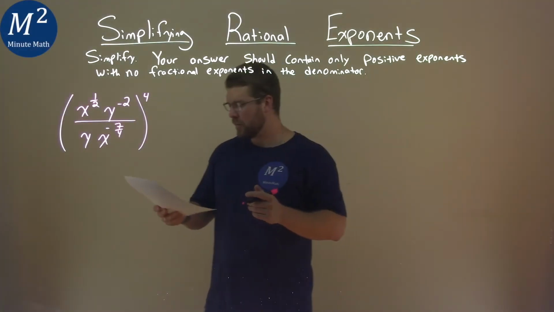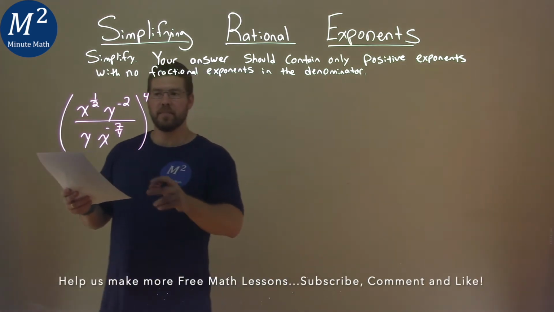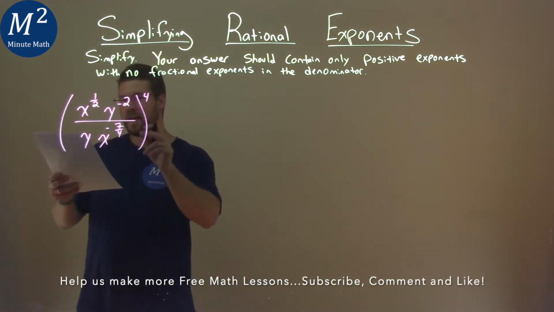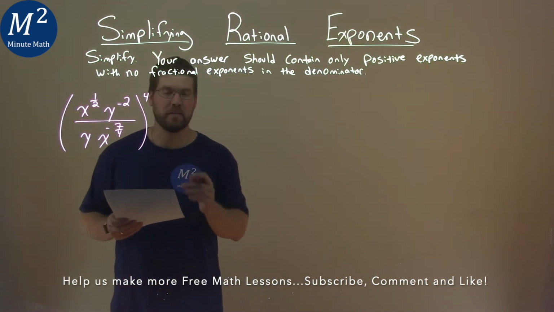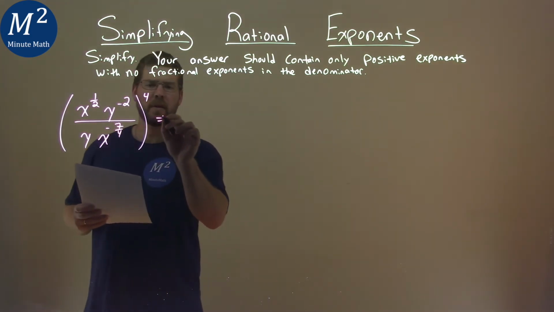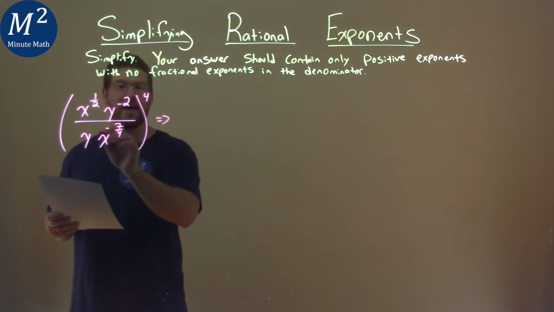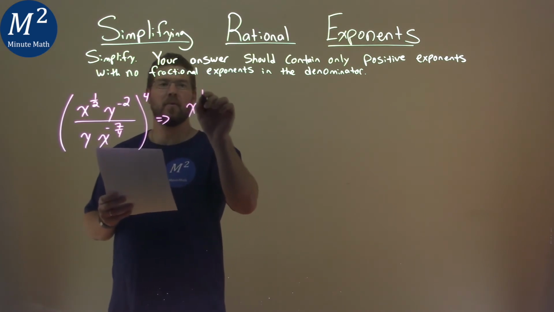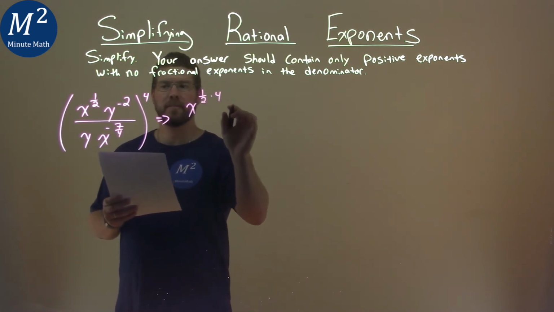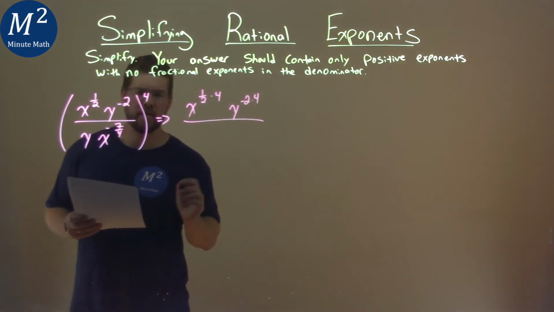We're given this problem right here, x to the 1/2 power times y to the negative 2 power over y times x to the negative 7/4 power, and all that is to the 4th power, and we gotta simplify. The first thing I'm going to do is, well, that 4th power means it has to be multiplied to the exponent of every single one in here. So what happens here? We have x to the 1/2 times the 4, y to the negative 2 times the 4, and take your time writing this out.